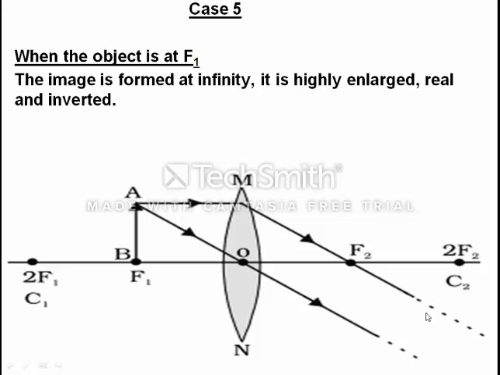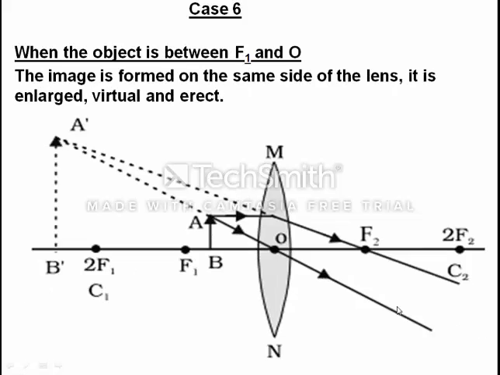So both rays will never meet, but it seems that they will meet where? At infinity. So the image is formed at infinity, and how much is the distance from here? We don't know. Okay. So first, the position: the image is forming at infinity. Second, it is highly enlarged, because we know it is forming at infinity. And third, real and inverted.